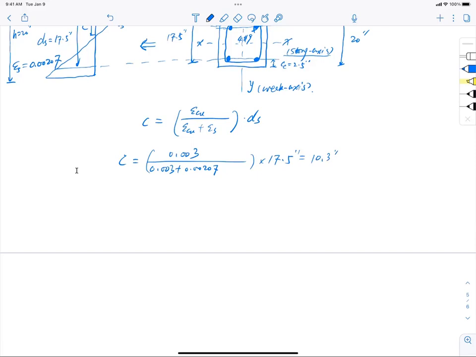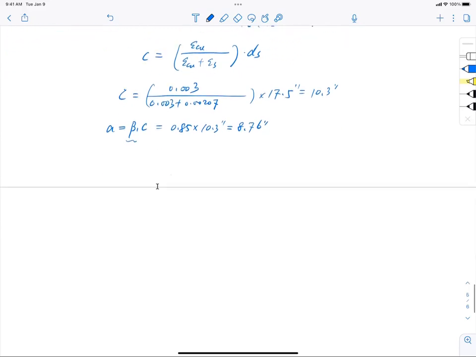10.3 inch. All right. So once you have this actual compressive zone, I need to find my effective compressive zone, which is a. So a equals beta 1 times c. We need beta 1. Knowing that the concrete is 4 ksi, regular concrete, beta 1 is 0.85, and multiply c, that is 10.3 inch. So a is actually 8.76 inch. All right.